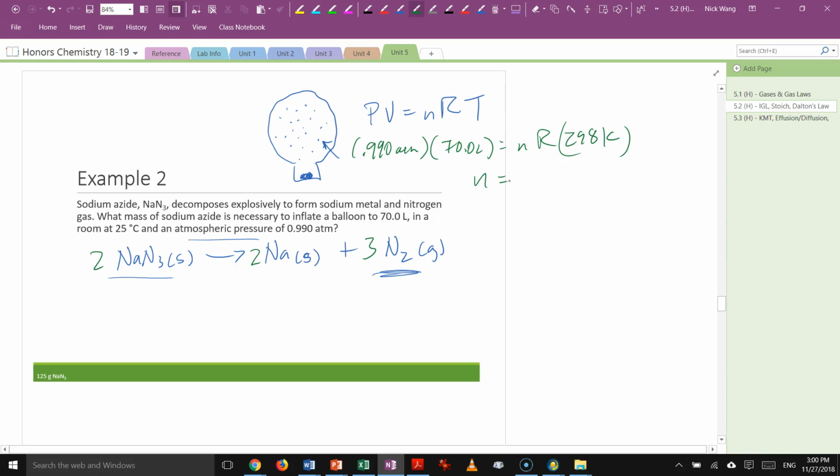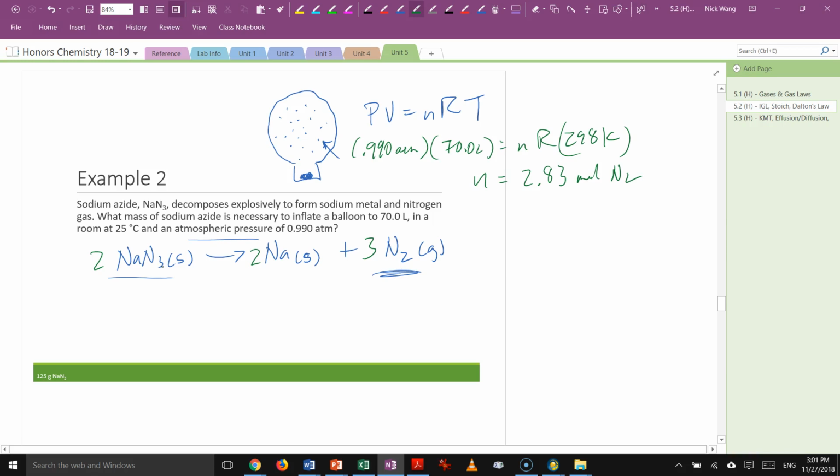So this tells me how many moles of N2 gas will be necessary to fill up the balloon. Solve for that and you get 2.98 moles of N2. Just kidding, I can't read. 2.83 moles of N2 are necessary to fill a balloon in this way. So if we know we need 2.83 moles of N2, we can figure out how to go from N2 back to NaN3.